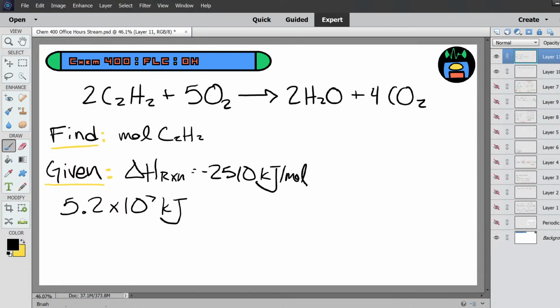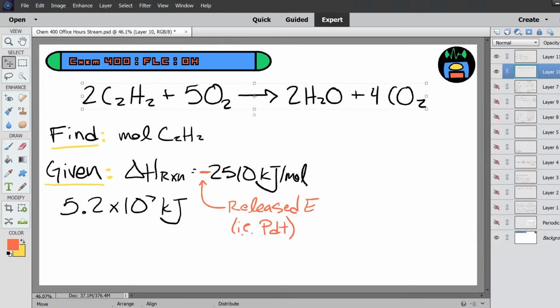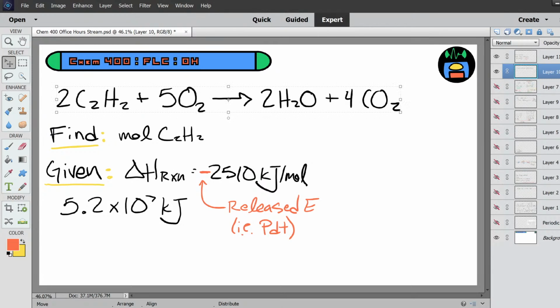Now again, just like in the previous example, solving this problem hinges on your treatment of delta H. The negative sign means that energy is released, which, as we talked about in the last example, means that this is a product. Because energy is a product of this reaction, we can write it on the product side. So we go plus 2,510 kilojoules.